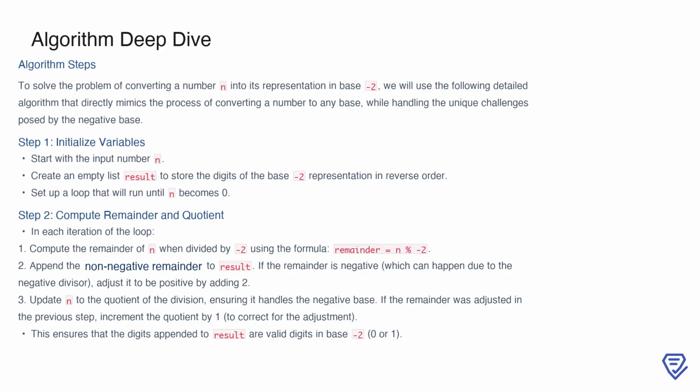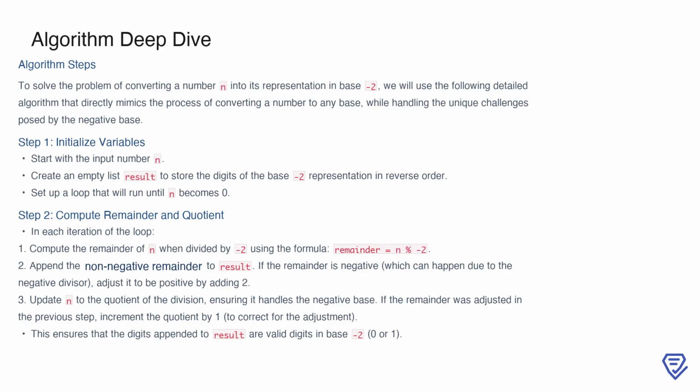The algorithm works iteratively, so we set up a loop that continues until n becomes 0. The loop will handle the core operations of the conversion process, ensuring that we calculate each digit correctly for the negative base. The next step inside the loop is to compute the remainder of n when divided by -2. This is crucial because the remainder determines the current least significant digit in the base -2 system.